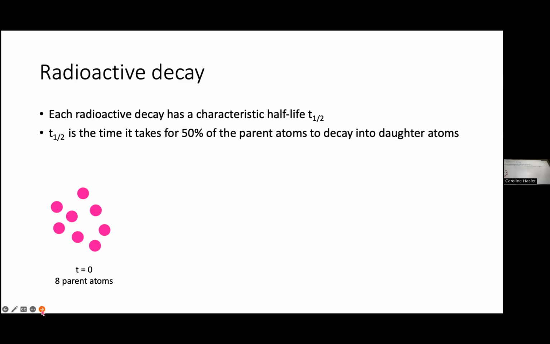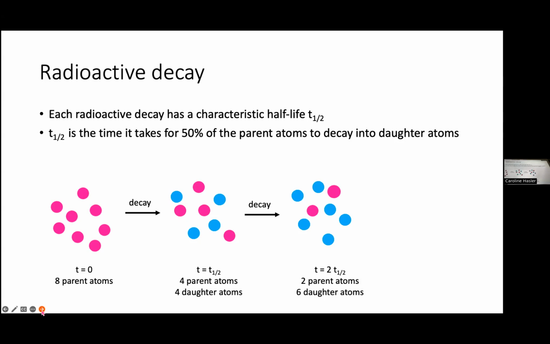So looking at an example, if we start at time 0 with 8 of these pink radioactive parent atoms, and we let them sit around for a while and just wait, they will decay over time. If we wait for exactly one half-life, half of those original parent atoms will have decayed into daughter atoms, so we'll end up with 4 parent atoms and 4 daughter atoms. If we wait for another half-life, so we've waited a total of 2 half-lives, then once again, half of the atoms we had after 1 half-life will have decayed into daughter atoms. So we'll end up with 2 parent atoms remaining and 6 daughter atoms. And the principle here is that we can see the number of parent atoms and the number of daughter atoms evolving over time in a predictable way, according to this characteristic half-life.